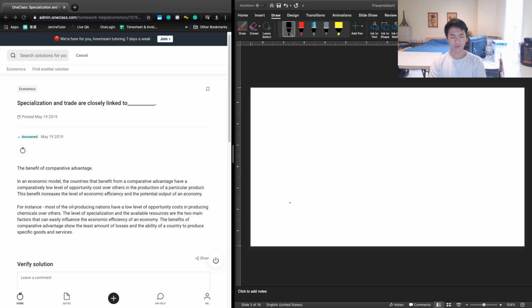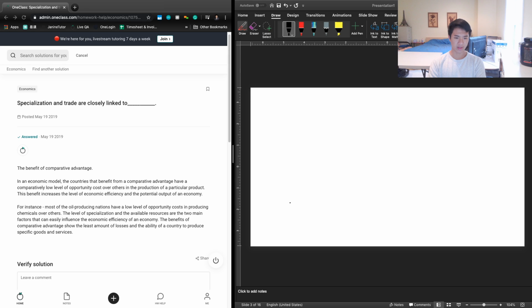Both of these things are closely linked to this idea of comparative advantage. So let's take a look at the previous tutor's answers. The previous tutor says the benefit of comparative advantage, which is great. And they said, in an economic model, the countries that benefit from a comparative advantage have a comparatively low level of opportunity cost over others in the production of a particular product. This benefit increases the level of economic efficiency and the potential output of an economy. For instance, most oil-producing nations have a lower level of opportunity cost in producing chemicals over others.